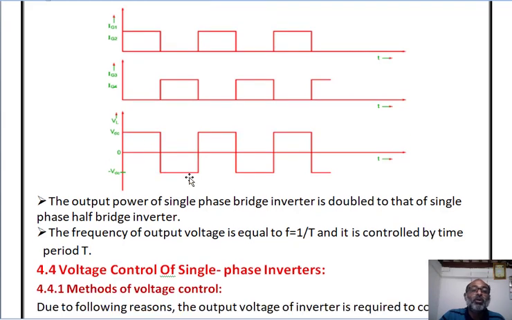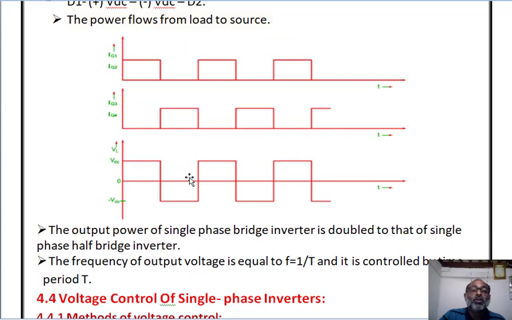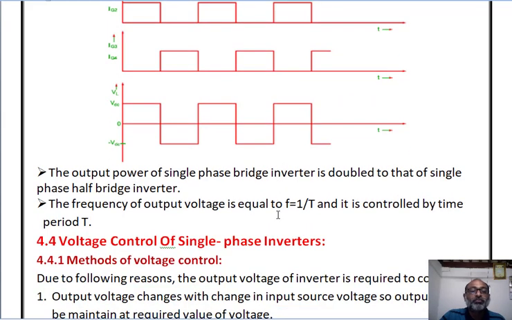Now the output power of the single phase full bridge inverter is double that of the single phase half bridge inverter. The frequency of the output voltage is F equal to 1 upon T, so it is controlled by the time period T. If we change the time period T, it will change the frequency, and it will also change the value of the output voltage.